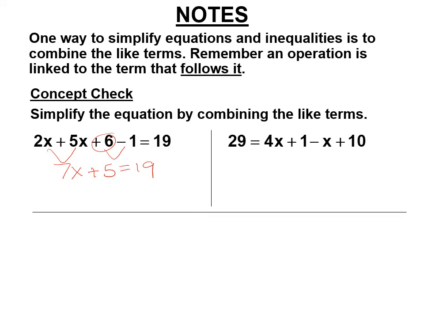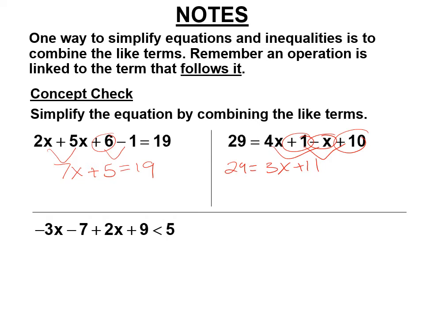Same thing here. So 29 is there, but 4x minus x is 3x. 1 plus 10 is 11. Two-step equation. We combined like terms. Next, negative 3x plus 2x is negative x. Right? You could write negative 1x, but it's an answer, so at least for this screen, we're going to put negative x. Negative 7 plus 9 is plus 2, is less than 5. And we know how to solve that. That's right. The coefficient of x there is negative 1.